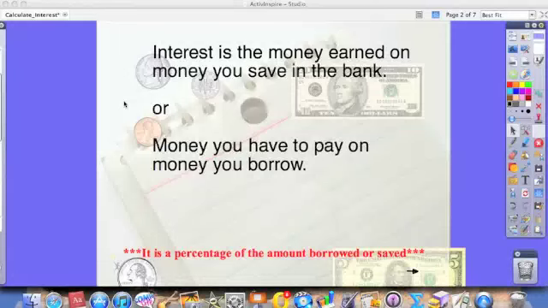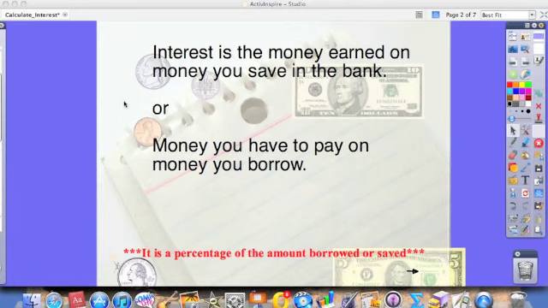We're going to continue our work with percentages and talk about interest. There's a couple ways that we use interest. One way is that you earn interest on money you save in the bank. So if you put money into the bank, they will pay you interest for keeping your money in their bank.